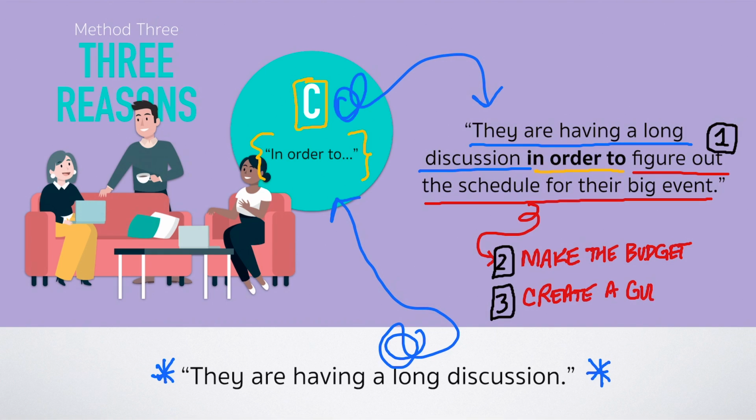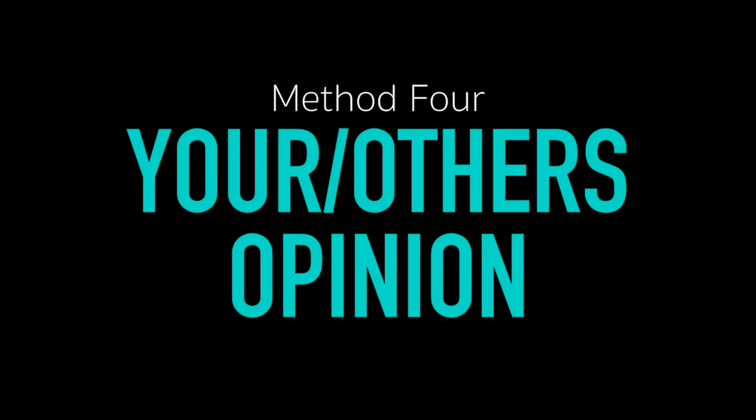Now, these may be some of the reasons why these individuals are having a discussion. If I add these 2 reasons, I'll put an and right here, and this is what the sentence will sound like. They are having a long discussion in order to figure out the schedule for their big event, make the budget, and create a guest list. Okay, so I gave 1, 2, and 3 reasons to make a longer sentence. All right, great job.